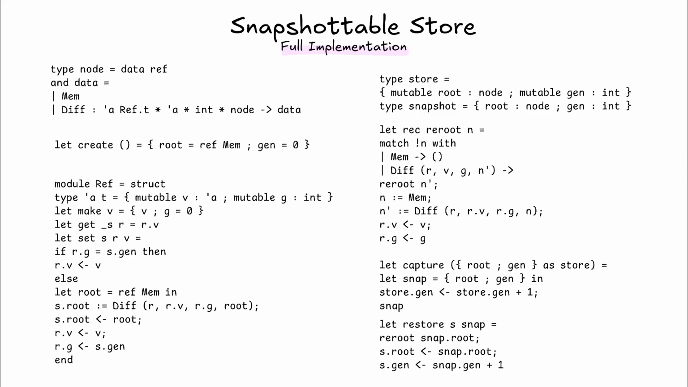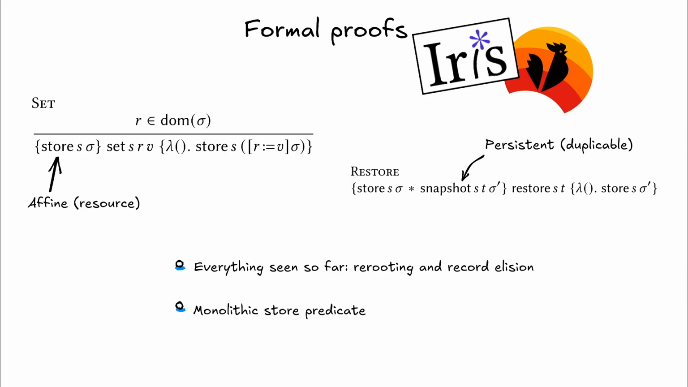This is the full implementation. You don't have to read it right now, but it's just to show that it fits in one slide. It's a little bit tricky to reason about, and this is the thing that does not fit on one slide, right? This is the formal proof, which we have written using Coq and Iris, and everything that I've presented so far is in the proof. Snapshot the stores, the rerouting, the record elision.